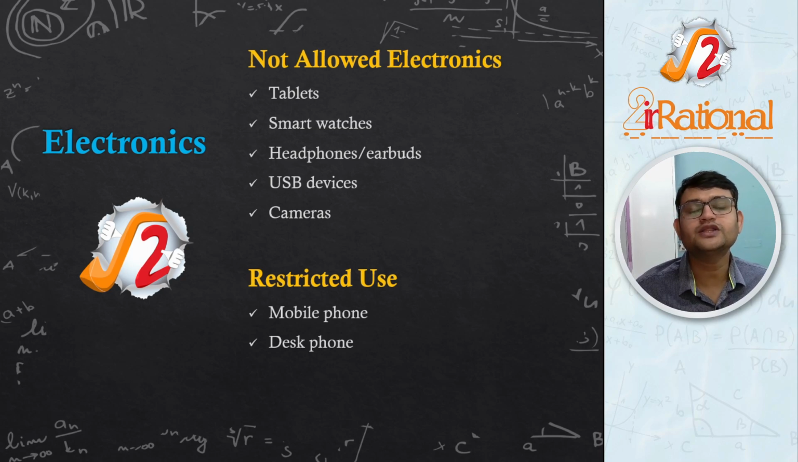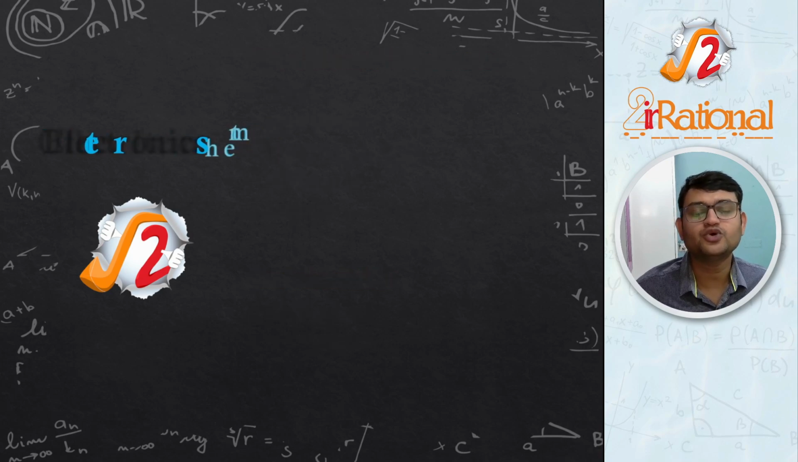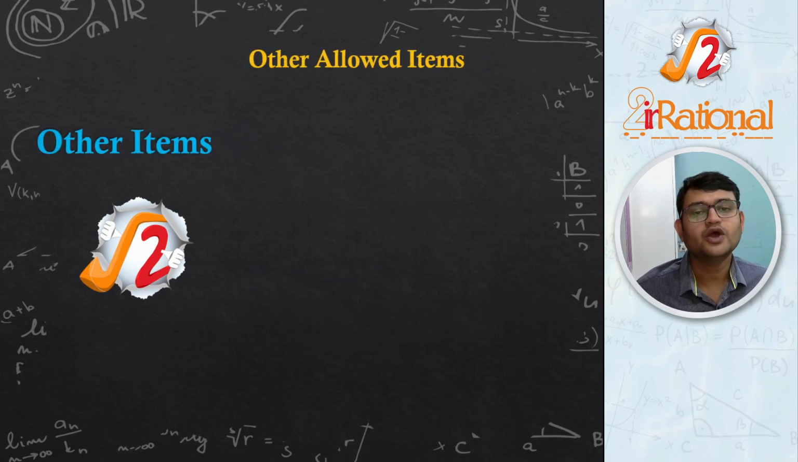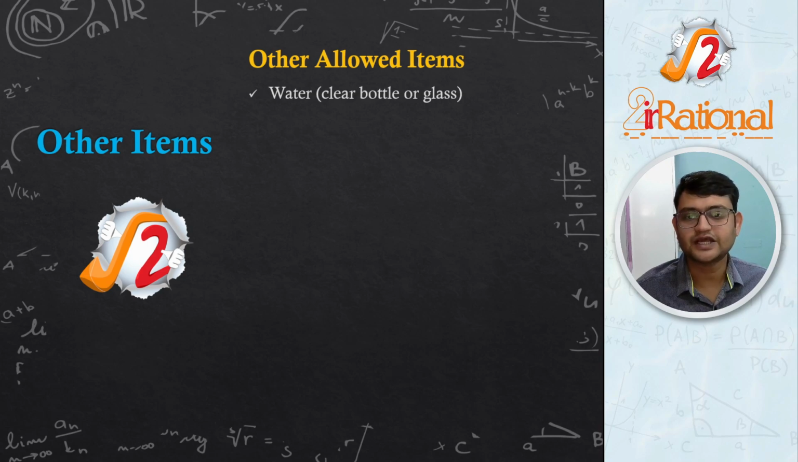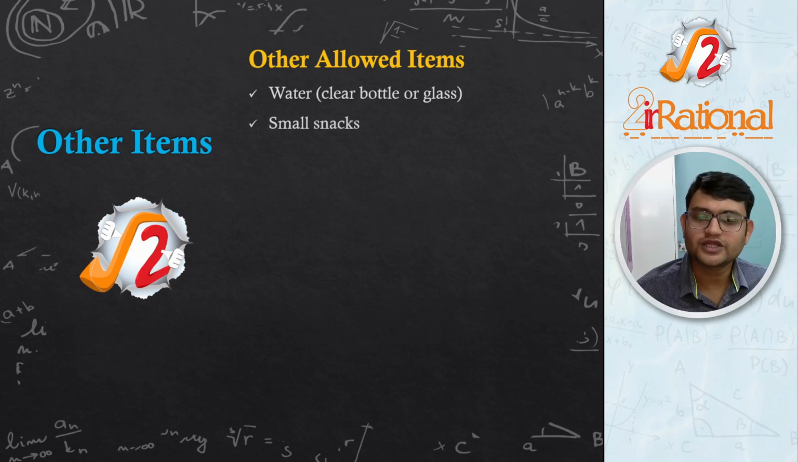Let's talk about what other items you are allowed to keep during your examination. You can keep water with you, but in a clear bottle or a clear glass. That means even the label on the bottle will not be allowed. It should be a transparent bottle, see-through. You can keep small snacks on a plate. It should not be in wrappers.